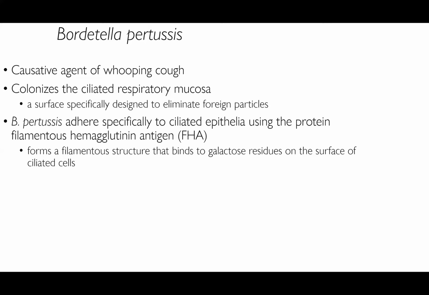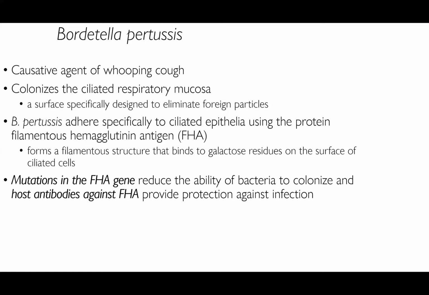It's built specifically to move that protein. We call it the filamentous hemagglutinin antigen, or FHA. And this does form a structure that's filamentous that binds to glucose, or something that looks very similar to glucose, that occurs on the ciliated cells of our mucosal membranes in our respiratory system.